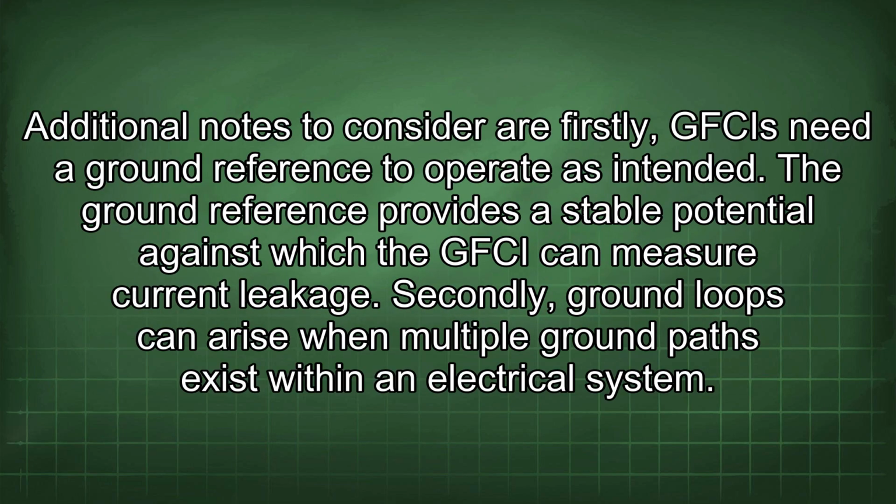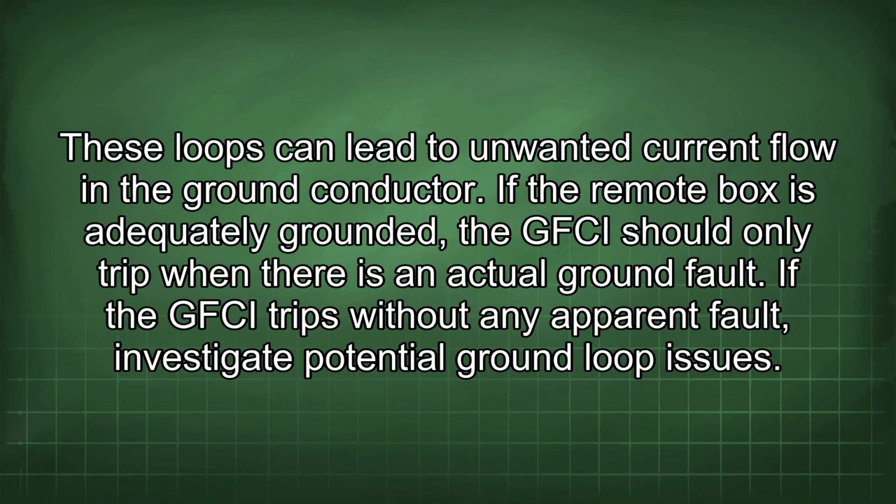Additional notes to consider are: firstly, GFCIs need a ground reference to operate as intended. The ground reference provides a stable potential against which the GFCI can measure current leakage. Secondly, ground loops can arise when multiple ground paths exist within an electrical system. These loops can lead to unwanted current flow in the ground conductor. If the remote box is adequately grounded, the GFCI should only trip when there is an actual ground fault.